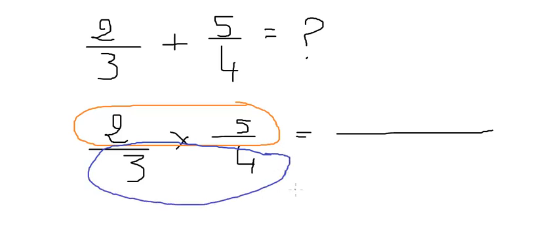So if I want to write this simply, by the end we will have 2 multiplied by 5, which is the numerator of the first fraction multiplied by the numerator of the second fraction. And at the bottom we will have 3 multiplied by 4, which is basically the denominator of the first fraction multiplied by the denominator of the second fraction.